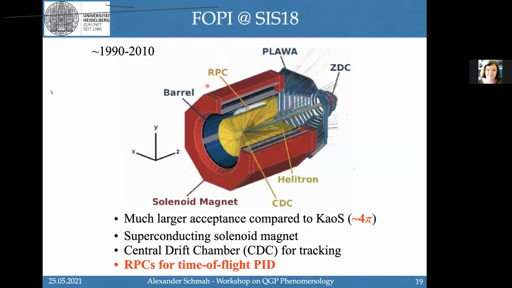So only very briefly, I will mention FOPI. This was somehow in between KaoS and HADES. The big new thing here was that resistive plate chambers were installed for a much better time of flight measurement and very good identification of pions, kaons, and protons.